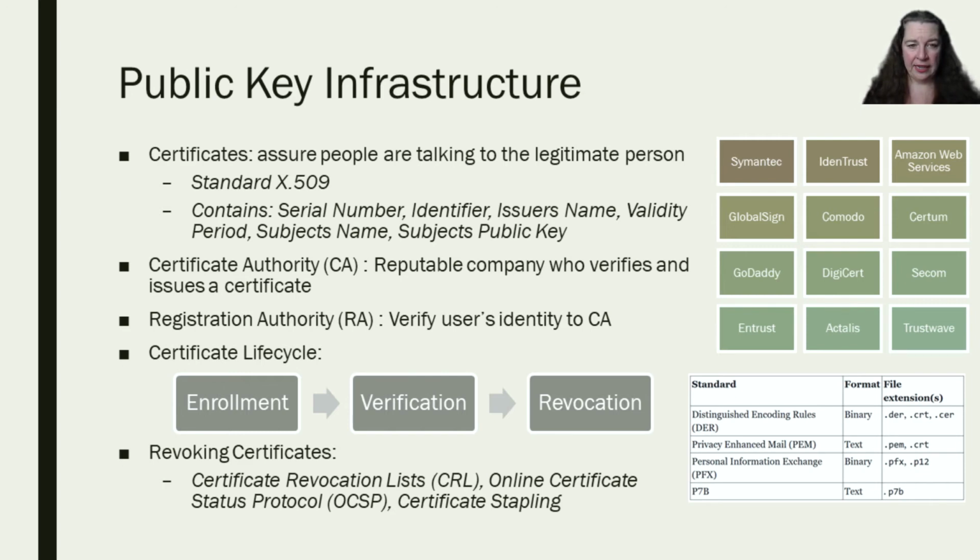With a certificate, first thing you do is you go through enrollment. Then you get your verification and you get your certificate. At some point in the future, that certificate may be revoked. It may be revoked for a lot of different reasons. You no longer want to use that certificate. Something has been compromised. For whatever reason, the company doesn't exist anymore. The person doesn't exist anymore. We're going to revoke that certificate.